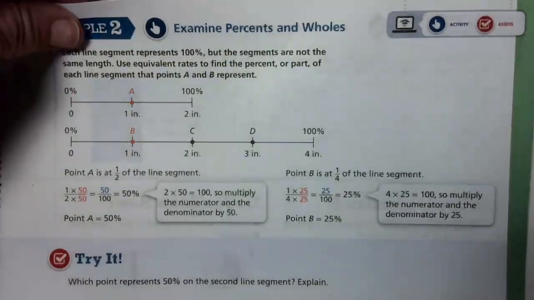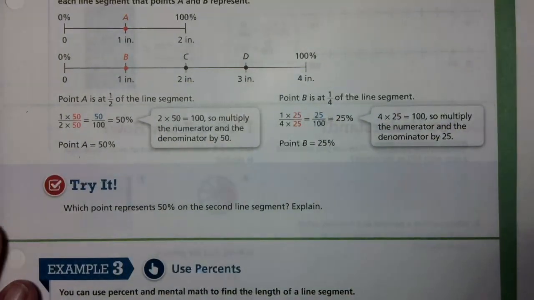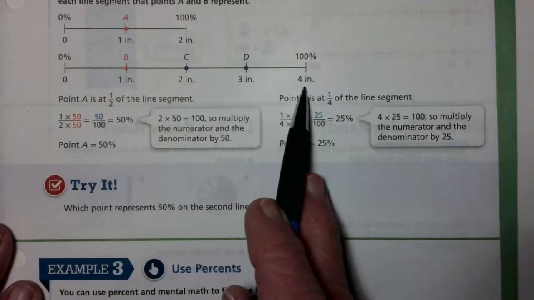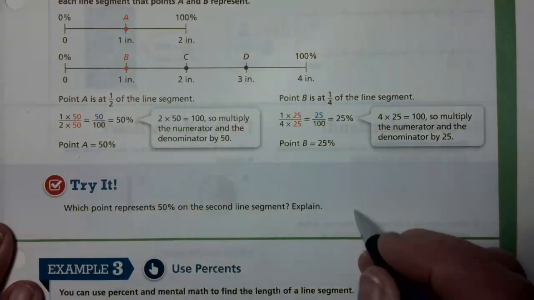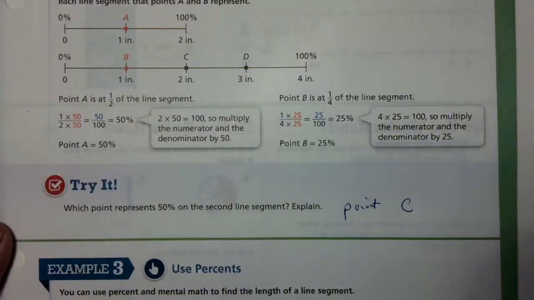Okay. Try it. Which point represents 50% on the second line? 1, 2, 3, 4. Well, 2 is half of 4, so it must be point C. It's halfway.